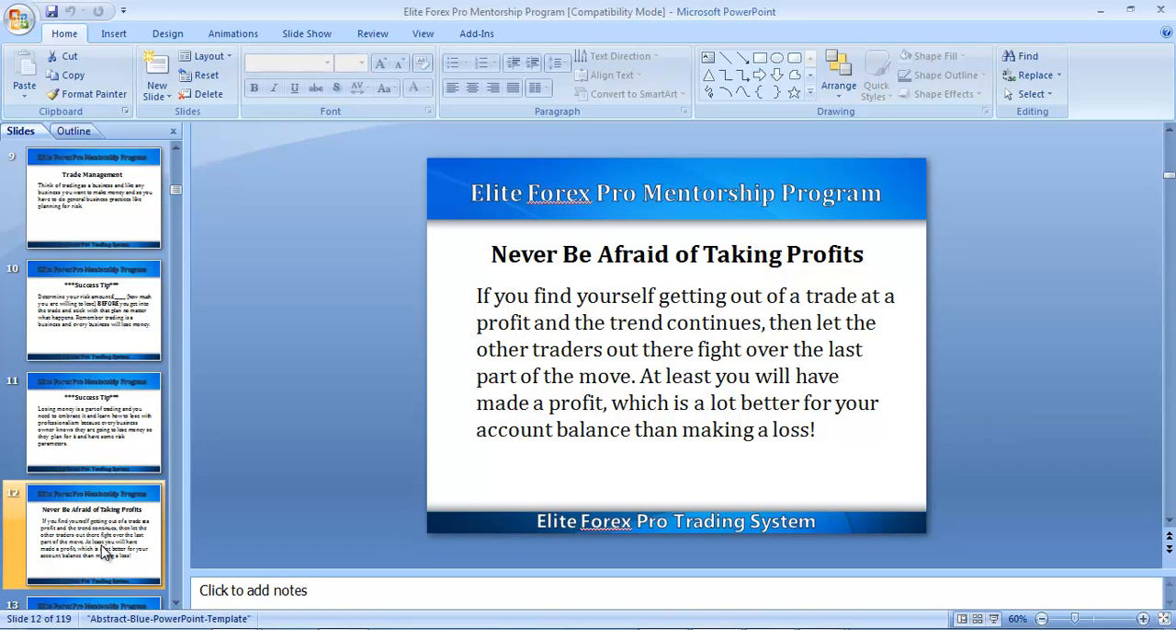So that is why I say never be afraid of taking profits. If you find yourself getting out of the trade at a profit and the trend continues, then let the other traders out there fight over the last part of the move. At least you have made a profit, which is a lot better for your account balance than making a loss. So any little green that you see, take it. That is my advice. So well done.